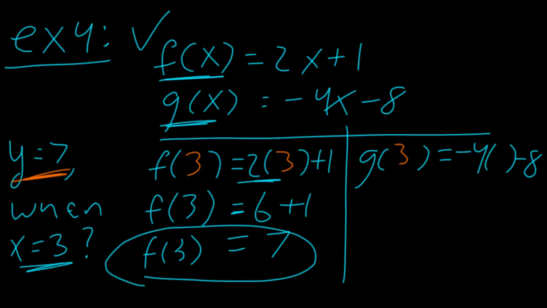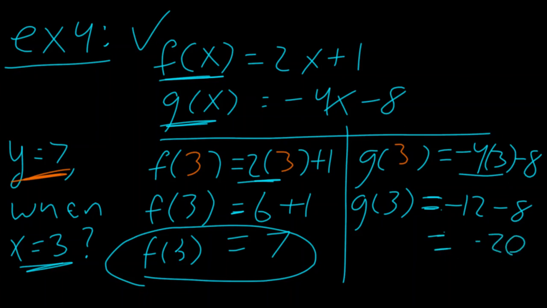However, let's just go ahead and evaluate g of 3. So let's say g of 3 is equal to negative 4 times 3, which would be negative 12 minus 8. And of course, negative 12 minus 8 will be negative 20. So, did g of x give us 7? Well, the answer is, of course, no.